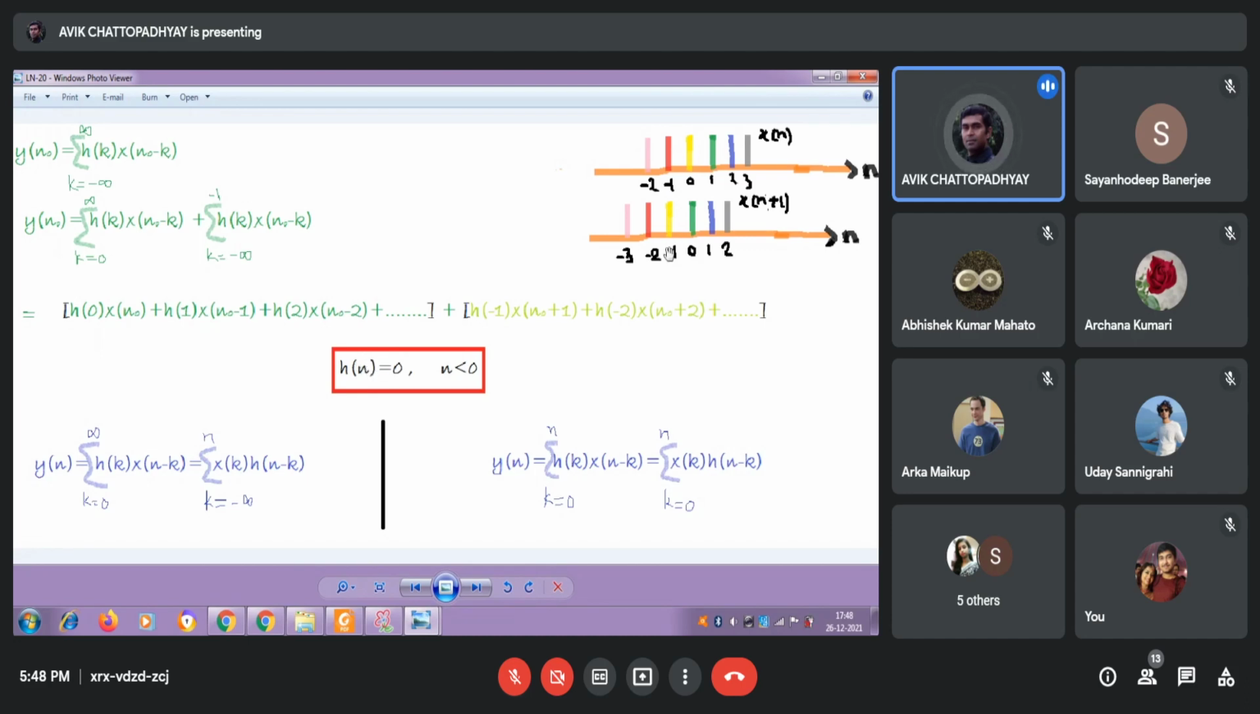So here, suppose this -1 means what? If you put n equals -1, suppose h of -1, this is precisely 0 for n less than 0. That means h of -1, for example, should be 0. Otherwise, if it is not, then it can get this pattern.